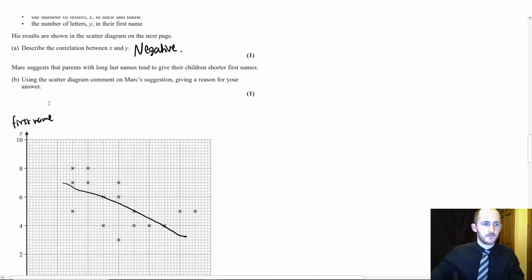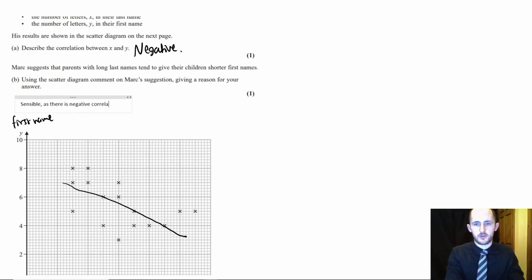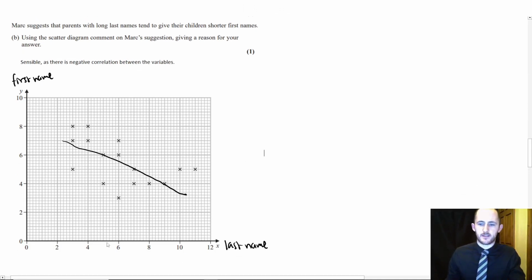So it's sensible as there is negative correlation between the variables. Okay, so all that means is that as the length of the last name increases, the length of the first name does seem to decrease. Again, we can't be sure.